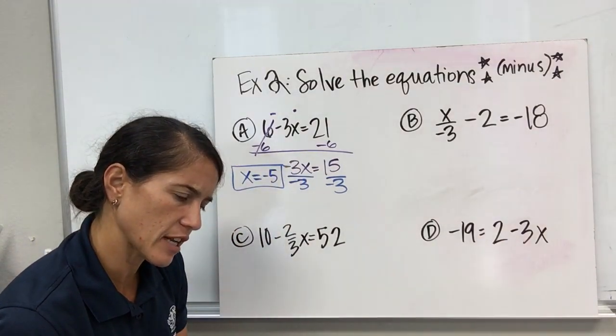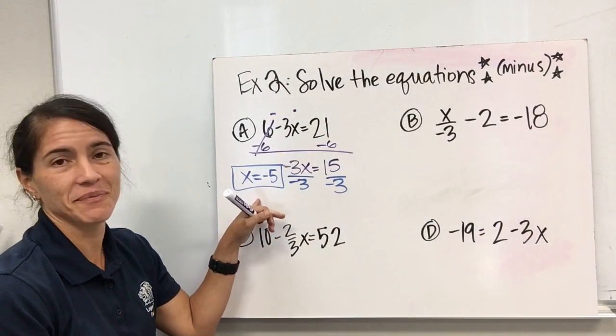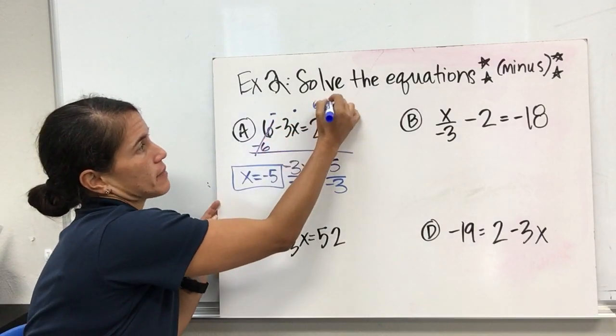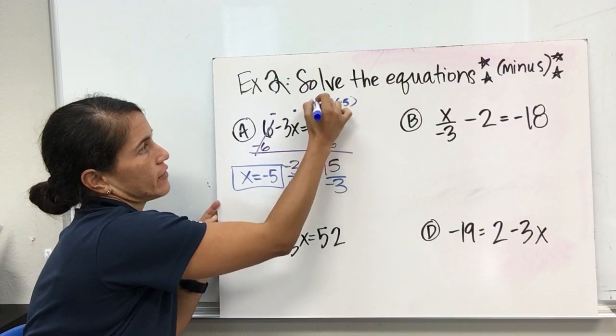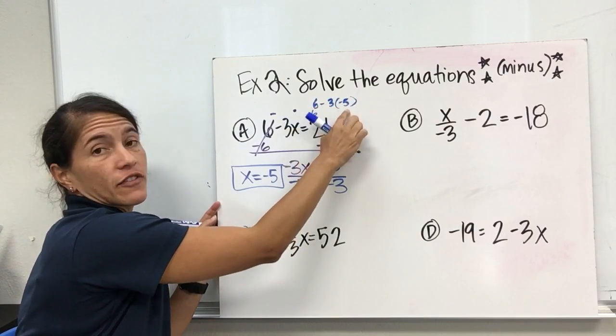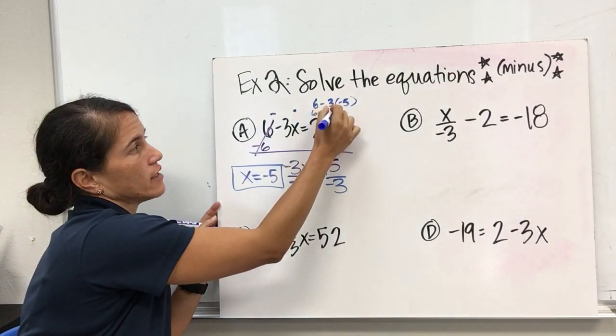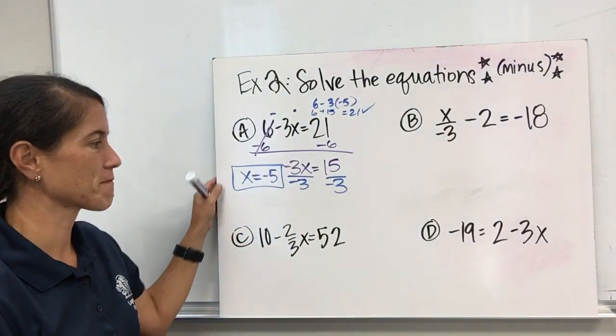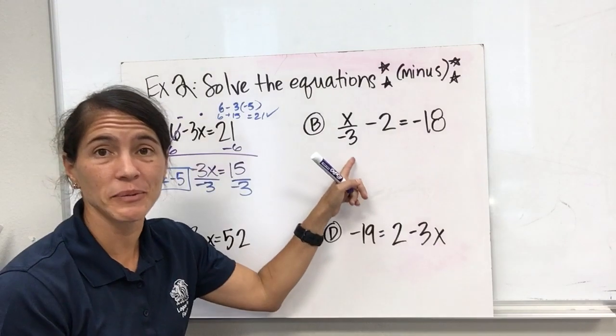I was making sure I didn't have any negatives. Okay, I did have that. All right? And then you would plug it back in. 6 minus 3 times negative 5. Negative 3 times negative 5 is 15. And so 6 plus 15 is 21. And so that works.